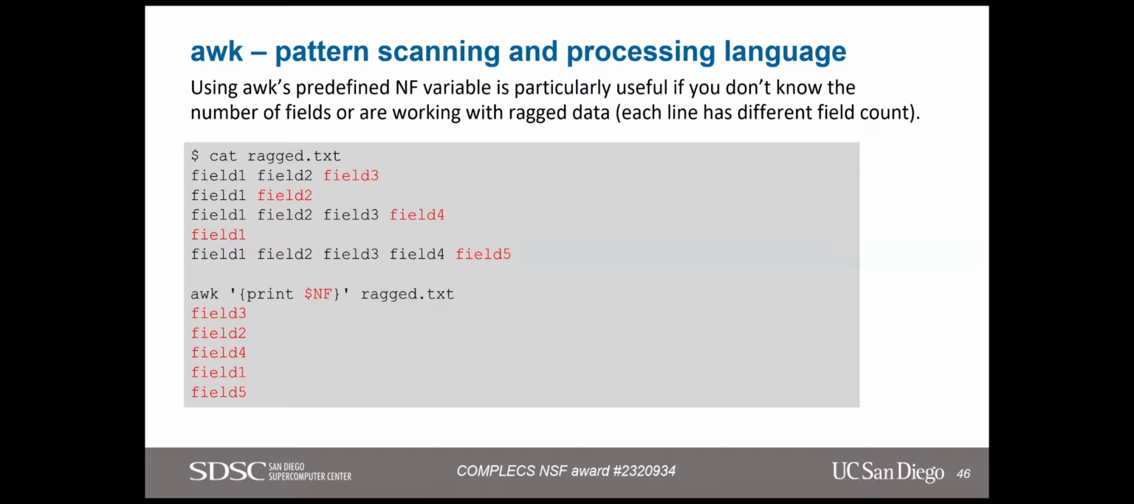Now, if you print NF, it will instead print the number of fields that are in a given line, so if you avoid using the $.